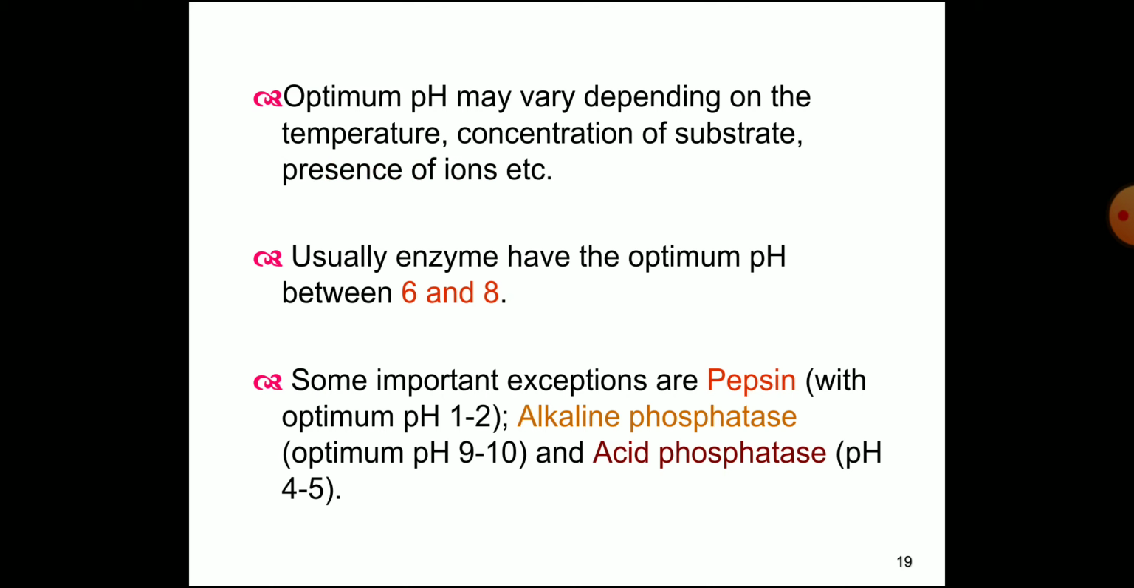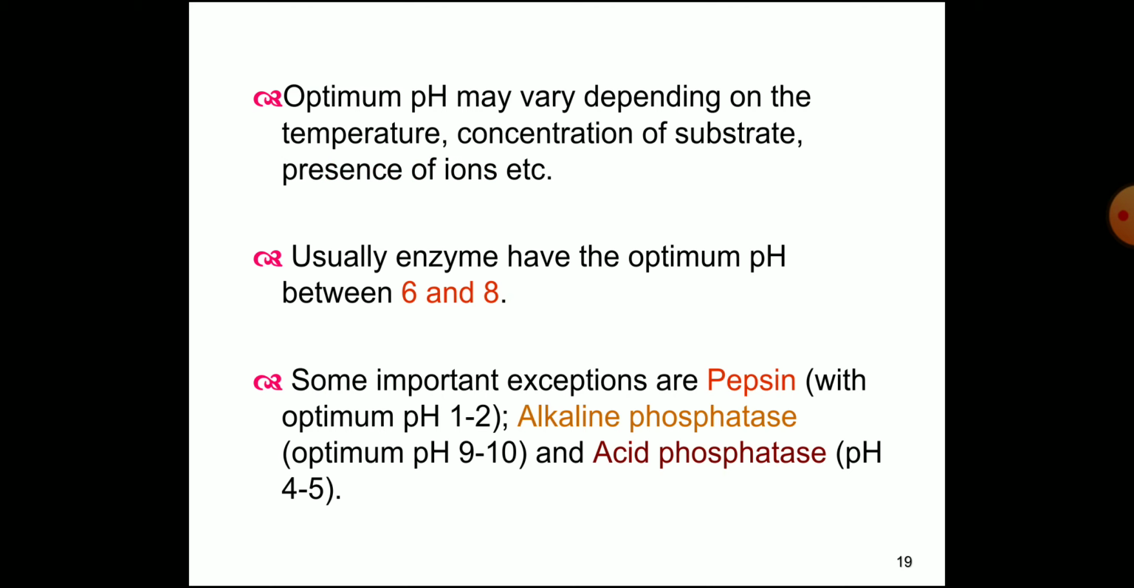The optimum pH may vary depending upon the temperature, concentration of the substrate and the presence of ions, etc. So the optimum pH of the various enzymes depends upon the temperature of the environment, the concentration of the substrate, and the presence of anions in the medium. All this will influence the optimum pH.